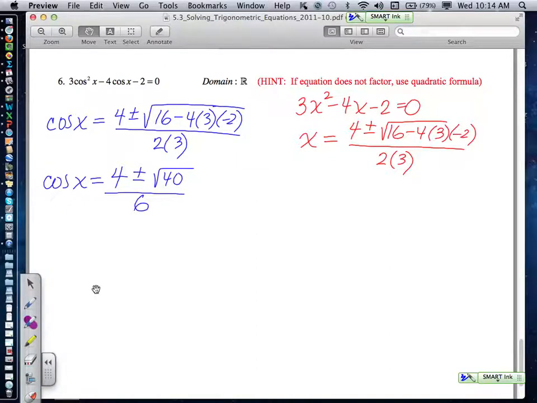When you take 4 and add it to root 40 and divide by 6, the result is something greater than 1. So there's going to be no solution for that part because the cosine of x can't be greater than 1. When you take 4 and subtract the square root of 40 and divide by 6, you get some decimal value. I don't recall what it is offhand, and I'm running out of time. But the point is, you're going to have cosine x equals some constant, some decimal value a. In order to solve for that angle x, you're going to have to do the arc cosine of a.